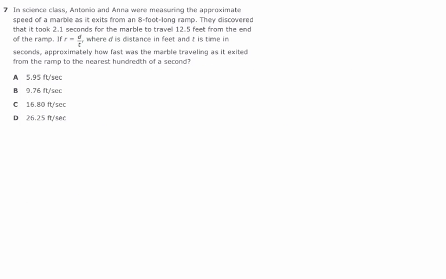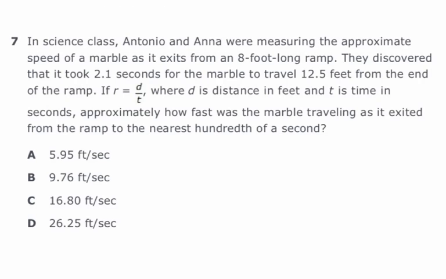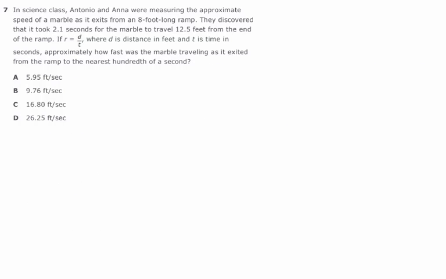We have some information. This is kind of using our triangle, our distance, rate, and time triangle, and they even give us the formula right inside of it here to solve for just the rate. So they want us to figure out what the rate is, approximately how fast the marble is traveling. We have time and we have distance. So it says the rate equals distance over time.